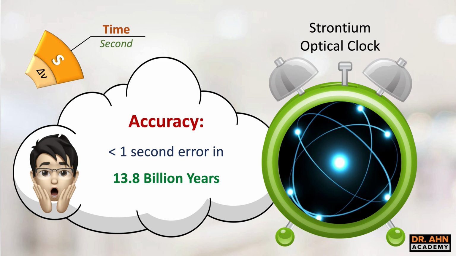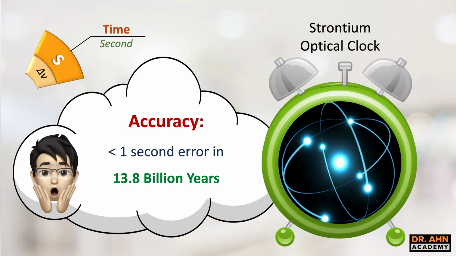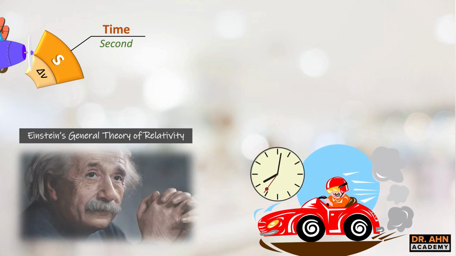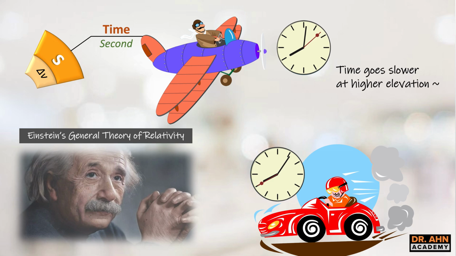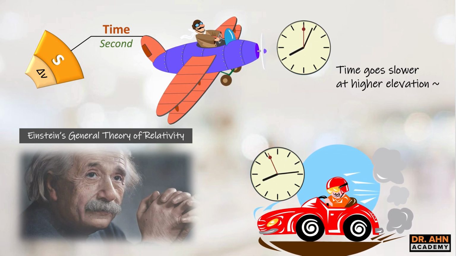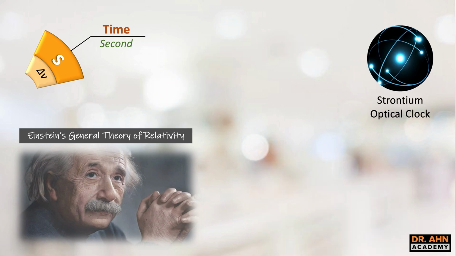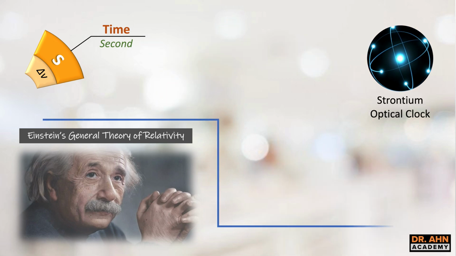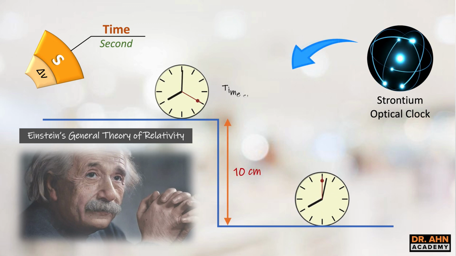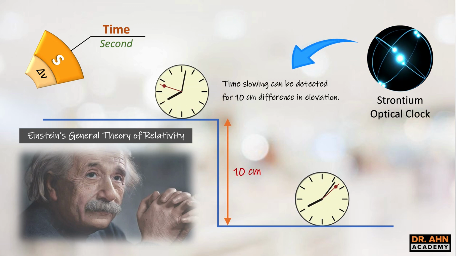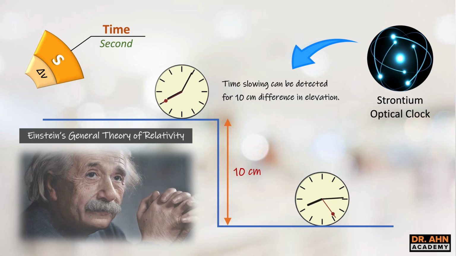Let me address one of the astonishing consequences of having this crazy accurate clock. Einstein's general theory of relativity tells you that if you are in higher elevation, time passes slower because the gravitational acceleration is lower as you go higher from the ground. So if you can have this insane accuracy of future optical clock, you can actually prove Einstein's general theory of relativity: if you go up by 10 centimeters, they can detect the time slowing. Is this crazy or what? And of course, we wouldn't be able to notice any difference in our daily lives.